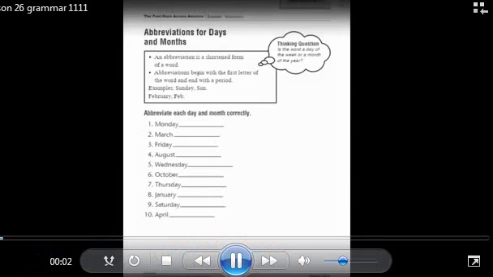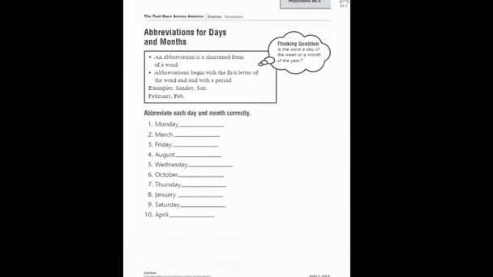Today in grammar and throughout this week, we're going to talk about abbreviations. Today we're going to talk about abbreviations for days and months and abbreviations for places. I'm going to do the teaching portion of these two lessons, and then I'm going to turn you loose for some extra practice in your reader's notebook.